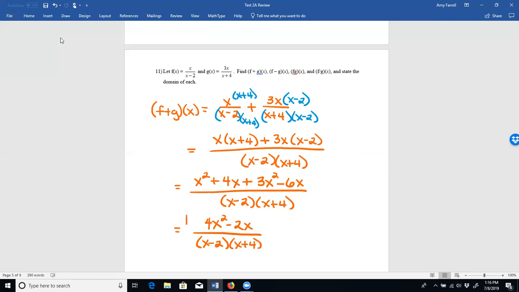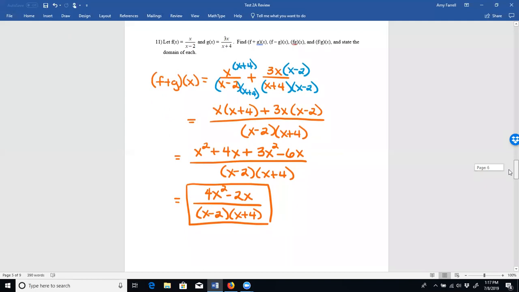Now, if you want to factor the numerator, you can. There is a greatest common factor of 2x. However, factoring the numerator is not going to help to reduce this at all. So I'm just going to go ahead and leave it like that, but feel free to factor the numerator if you'd like.